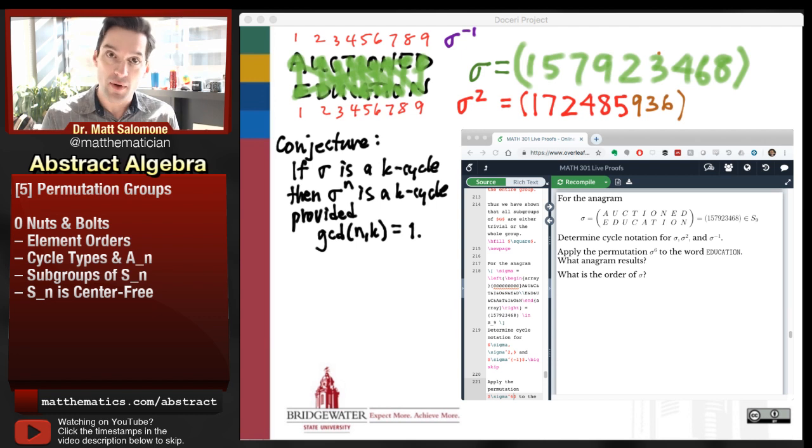Well, if sigma's job is to take steps to the right along this 9-cycle, or around a round table with 9 positions at it, sigma inverse's job should be to do the opposite, which is to take steps to the left around that same table.